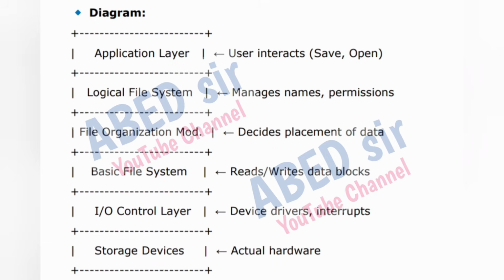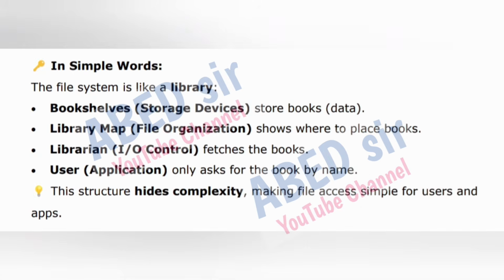Diagram. Application layer, user interacts, save, open. Logical file system manages names, permissions. File organization module decides placement of data. Basic file system reads, writes data blocks. I/O control layer, device drivers, interrupts. Storage devices, actual hardware.